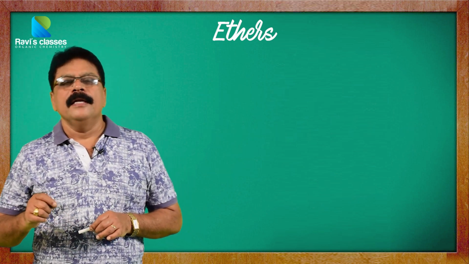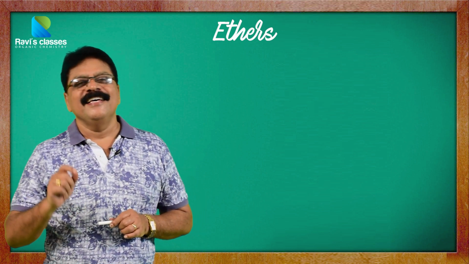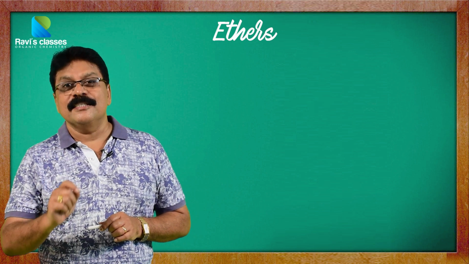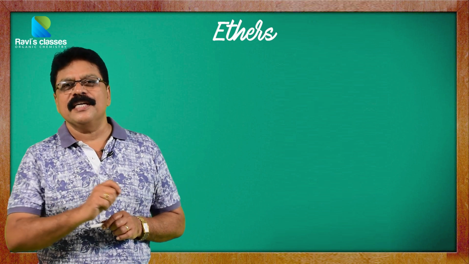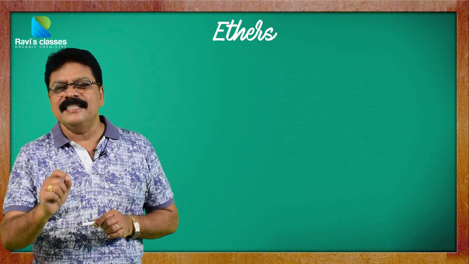Okay. Now when we talk about ethers, the most important thing that we need to know about ethers is its synthesis, and Williamson synthesis is the most important thing that we must know in the case of ethers. It is a method of synthesizing ethers very easily.